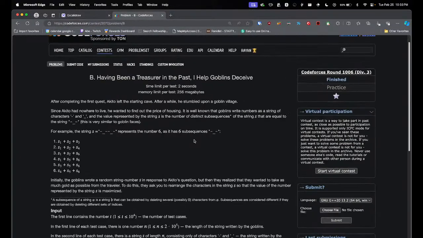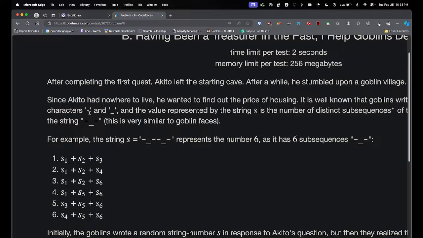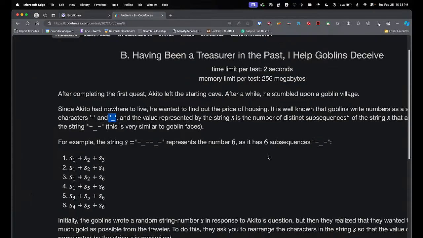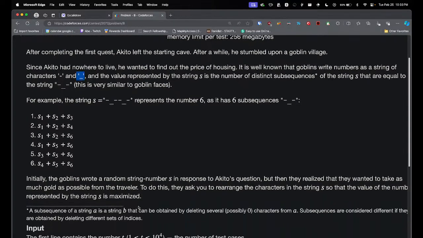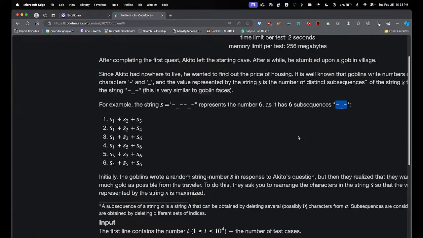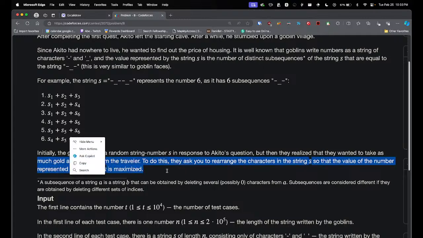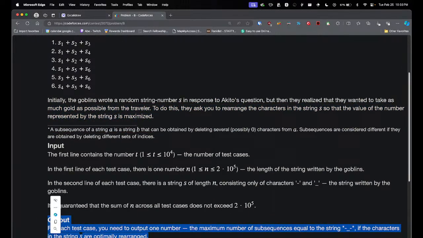Clear, sir. Clear. Now moving on to B. In B, there are dashes and underscores. You need to rearrange them, and your score is the number of subsequences of this form. So you need to rearrange the characters such that the value of s is maximized, and print the maximum value.